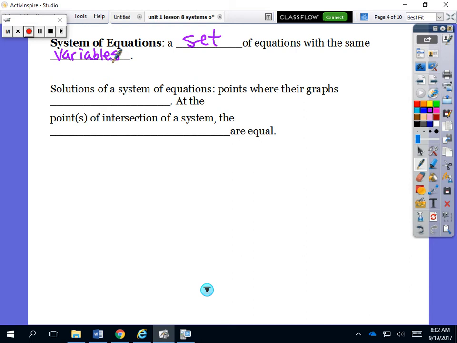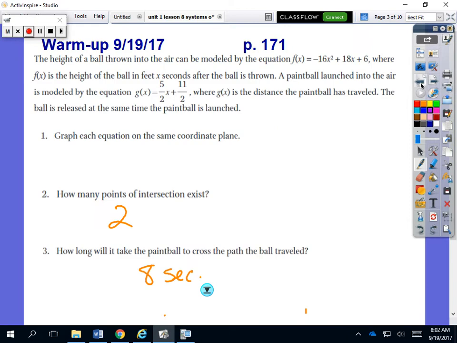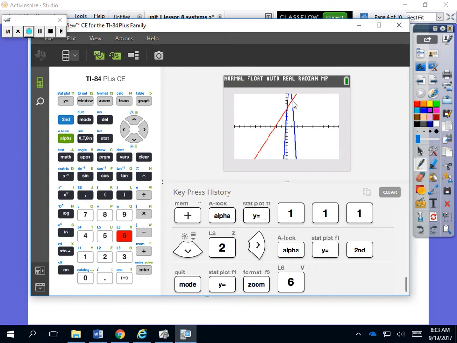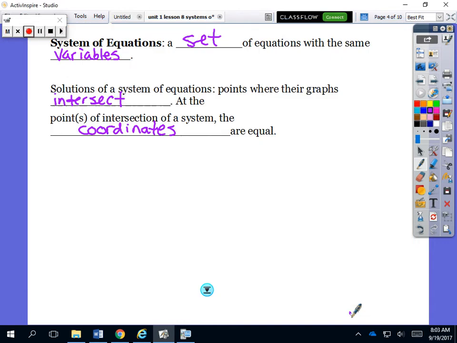Solutions of a system of equations are the points where their graphs intersect. So in our warm-up, we had two intersections. At the points of intersection, the coordinates are equal. So that means the x and y coordinate are the same for both functions at that point. If I plug a 2 in for x, I would get 8 for y.